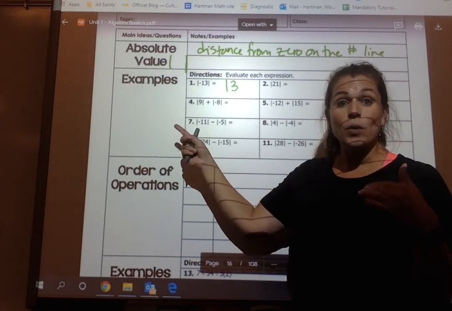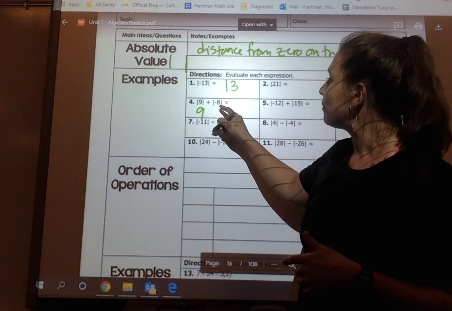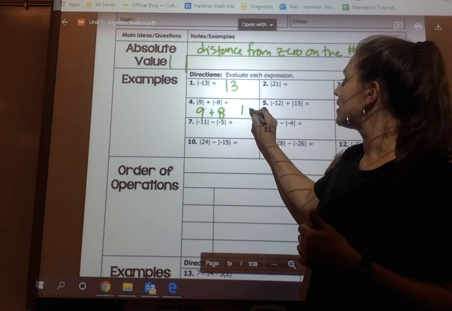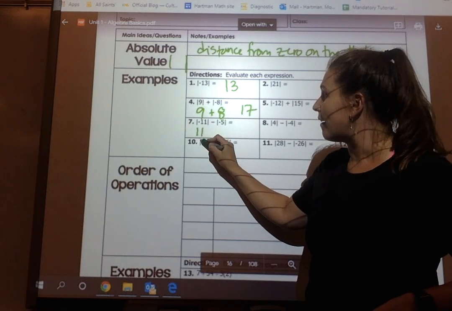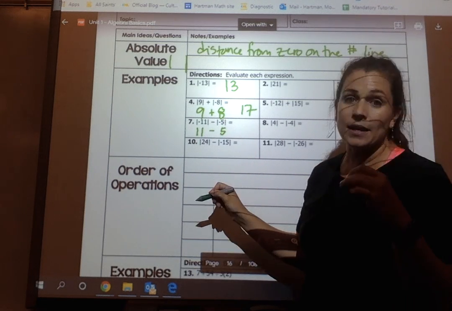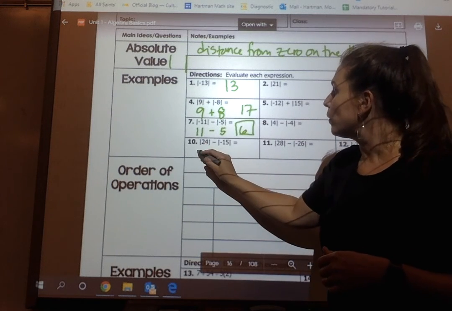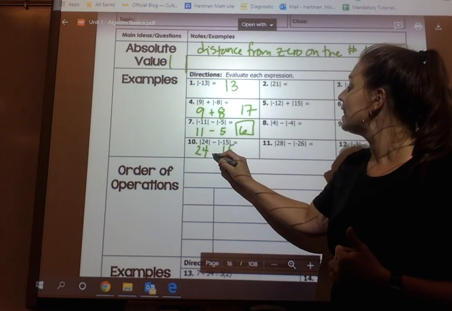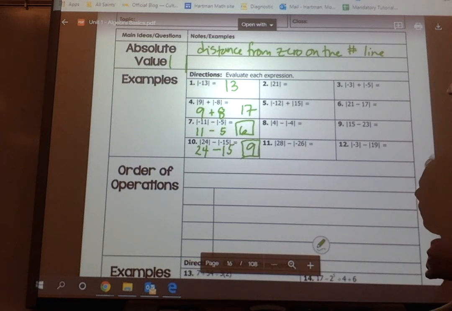Here we're going to evaluate, then combine. So absolute value of 9 is 9. Absolute value of negative 8 is 8. Then I add, which is 17. Look at number 7. Absolute value of negative 11 is 11. Absolute value of negative 5 is 5. Then you subtract and you get 6. Absolute value of 24 is 24. Absolute value of negative 15 is 15. Then you subtract and we get 9 as your answer.